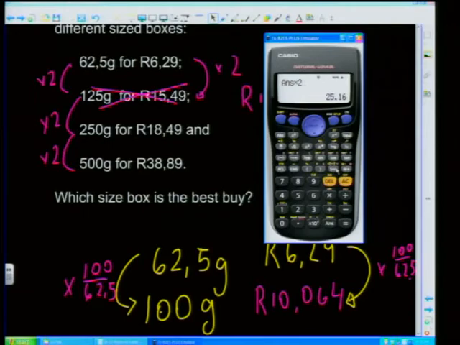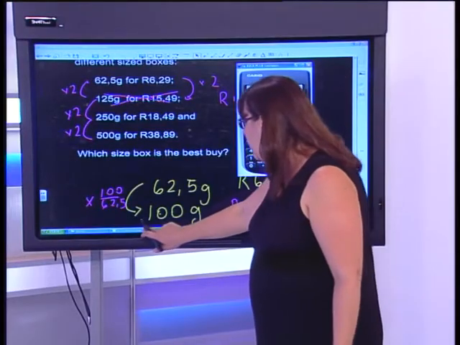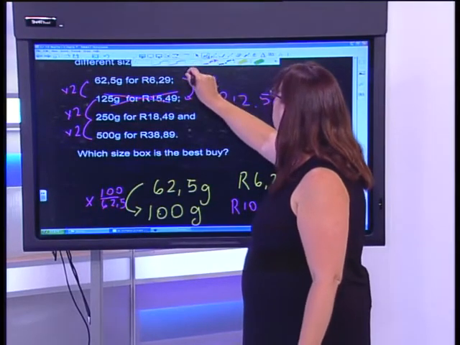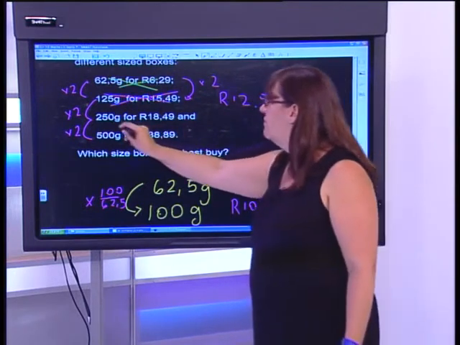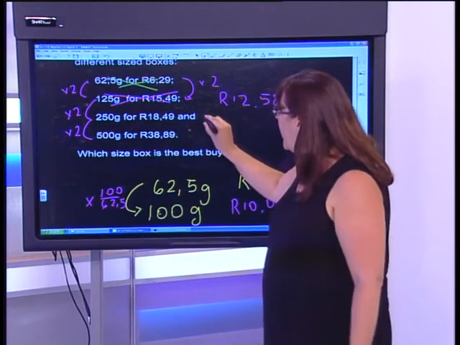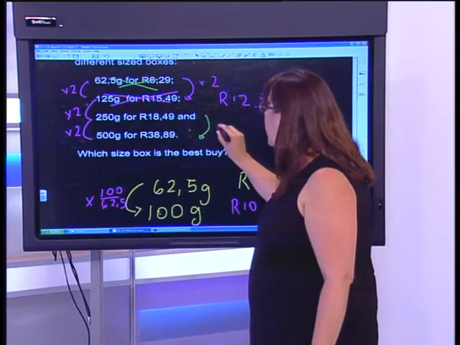It's bigger than that. So what am I going to do? I'm going to actually exclude that. It was 25 Rand. So far this is looking the cheapest. And now let's compare this one times by 2.